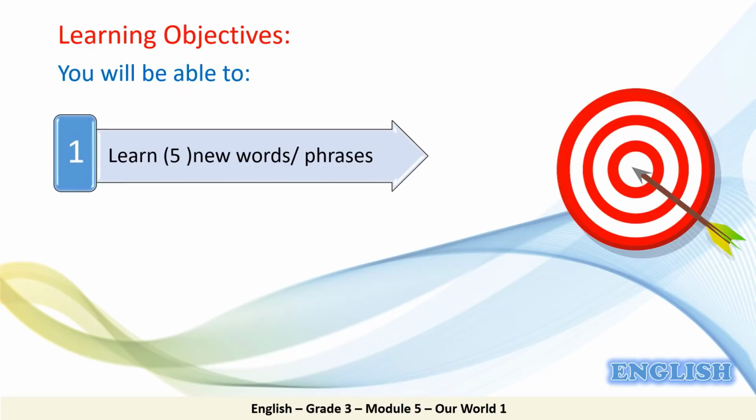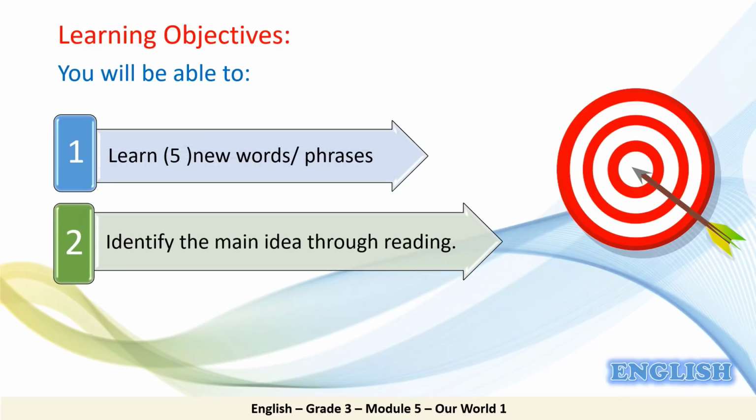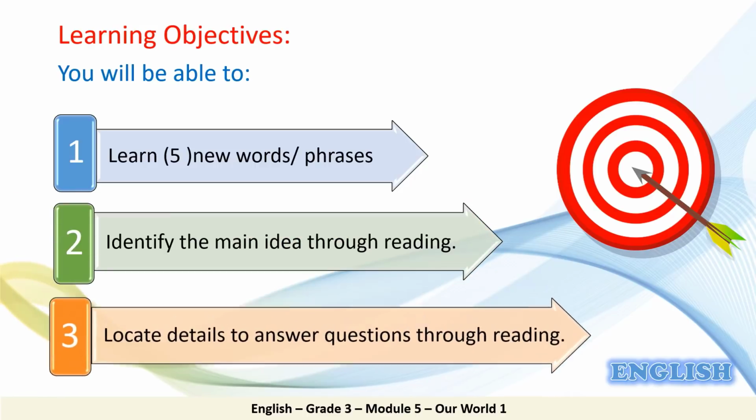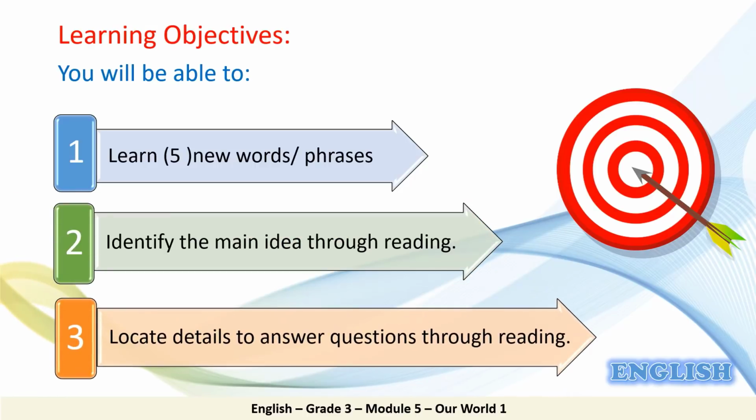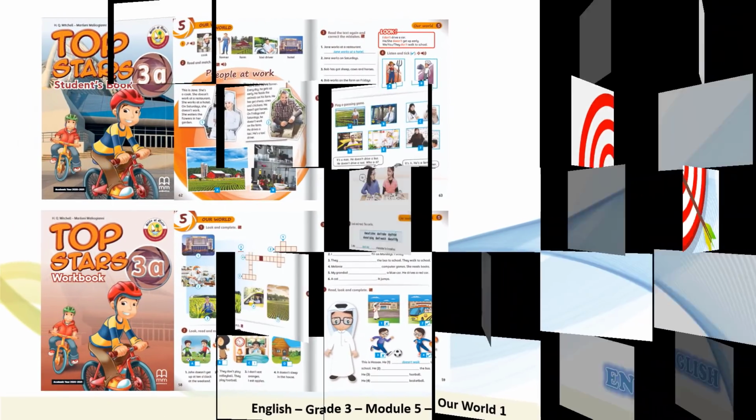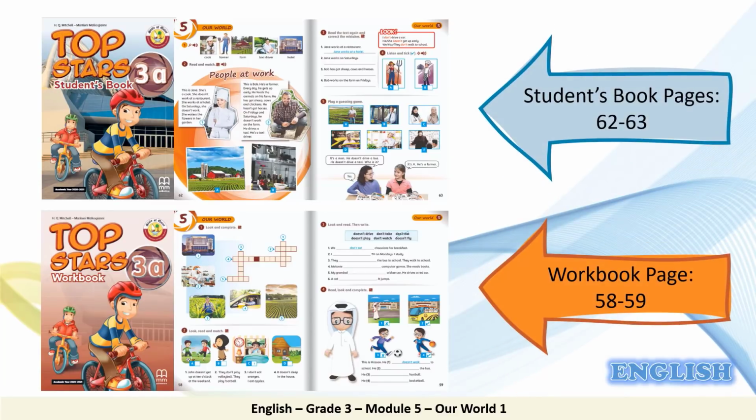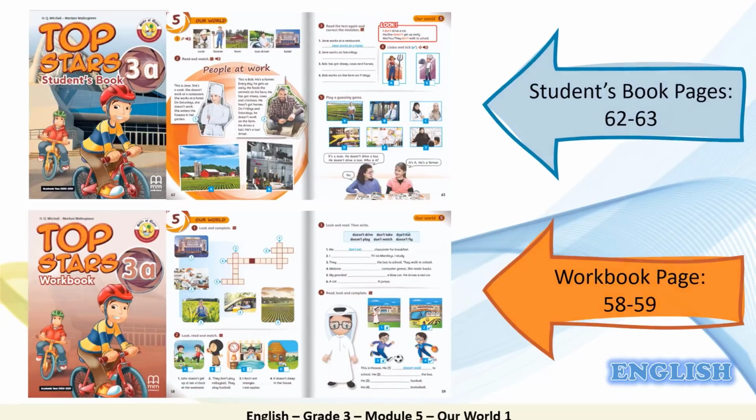So at the end of this lesson, you will be able to learn 5 new words and phrases, identify the main idea through reading, and locate details to answer questions through reading. You will find this lesson on your student's book, pages 62 and 63, and on your workbook, pages 58 and 59.